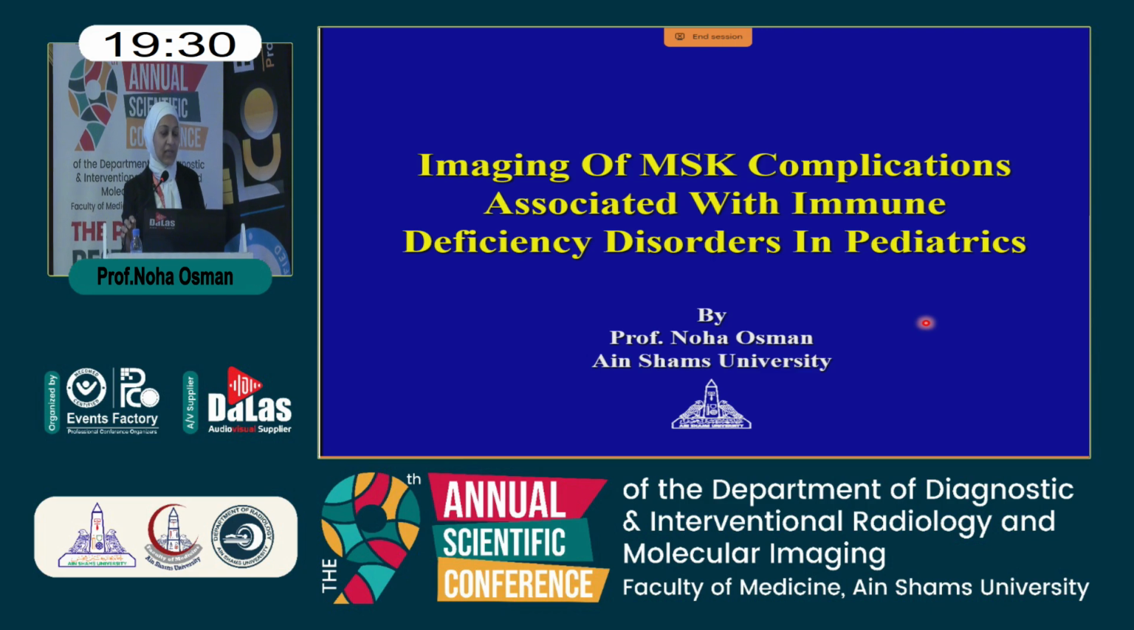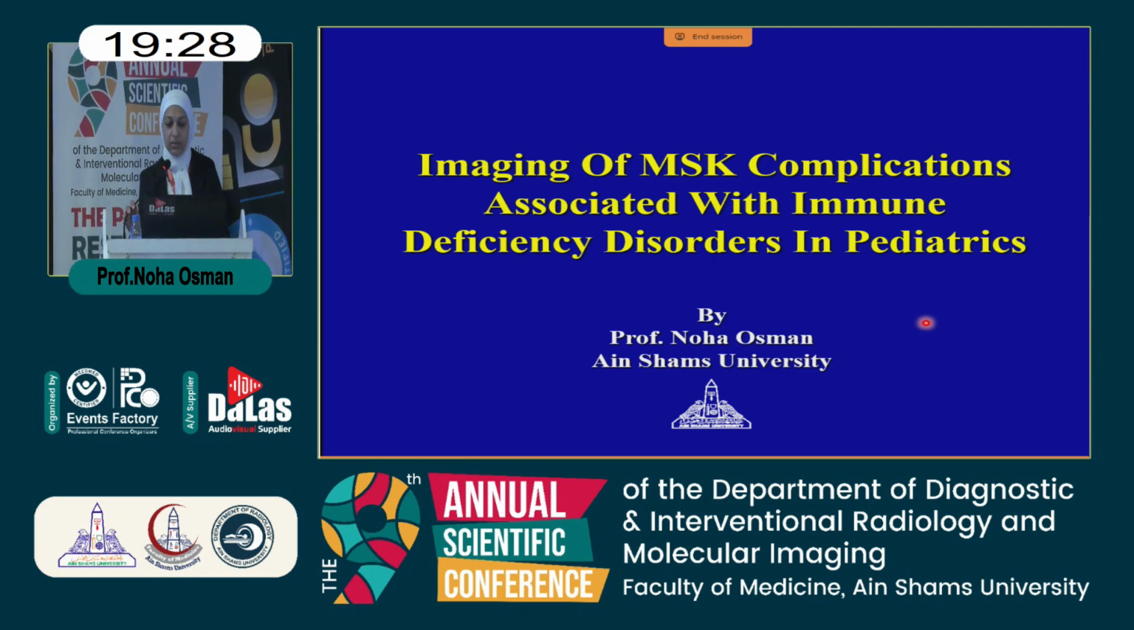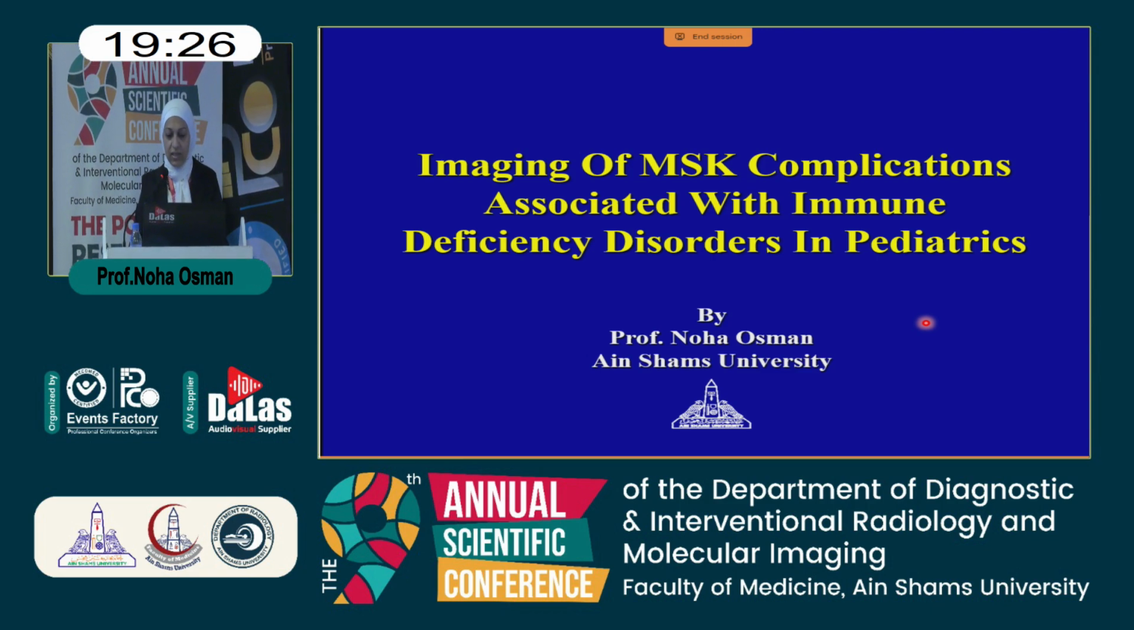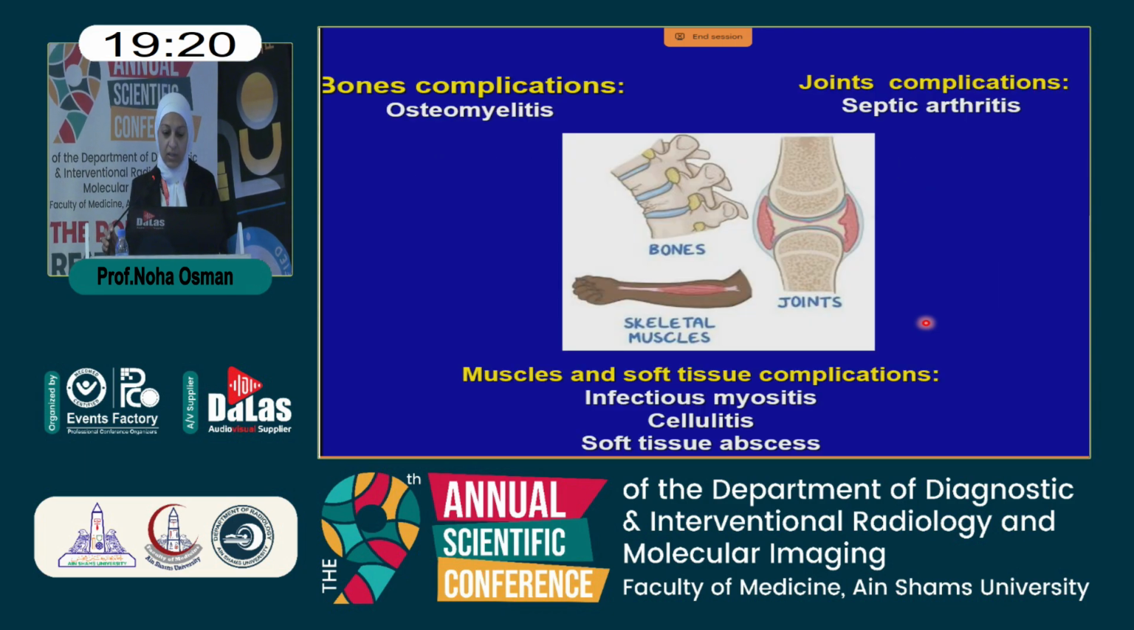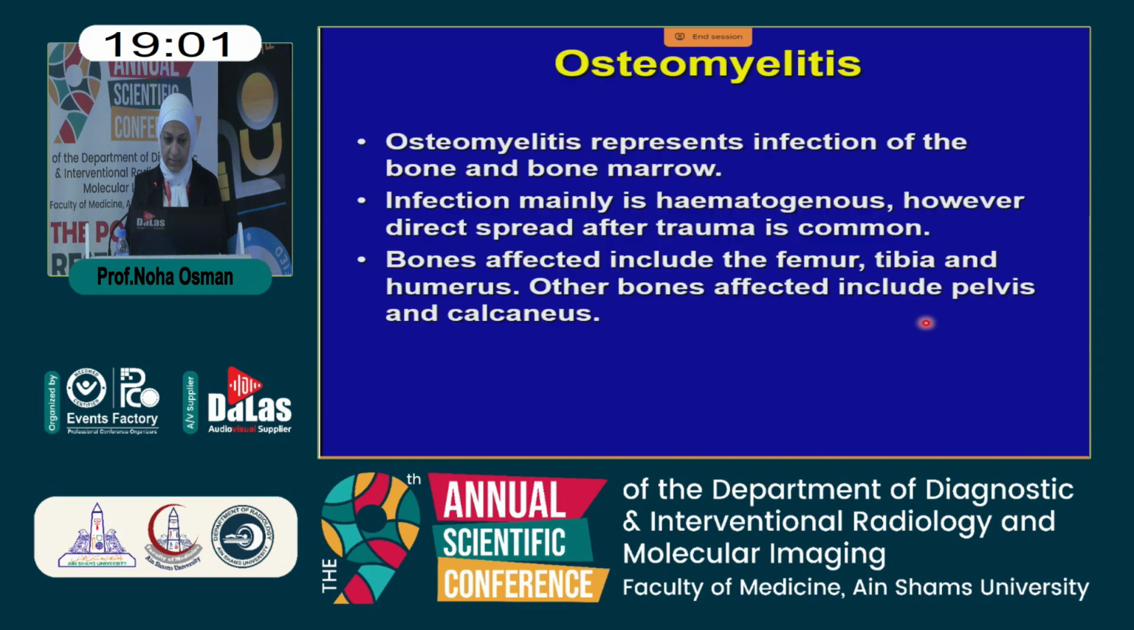It's my pleasure today to share my brief talk about imaging of musculoskeletal complications associated with immune deficiency disorders in pediatrics. Immune deficient pediatrics MSK complications mainly are divided into three main categories: the bone complications, namely osteomyelitis, the joint complications, septic arthritis, and lastly the muscles and soft tissue, which include myositis, cellulitis, and soft tissue abscess.